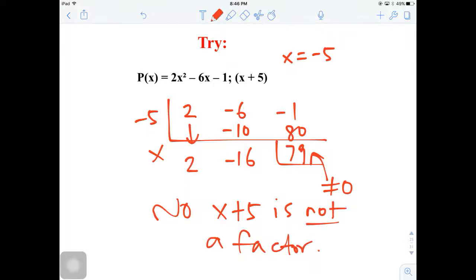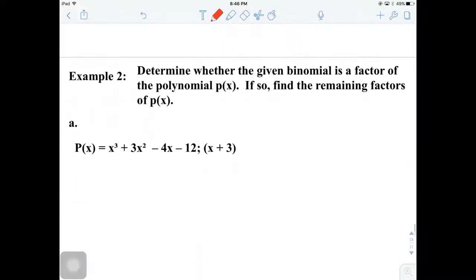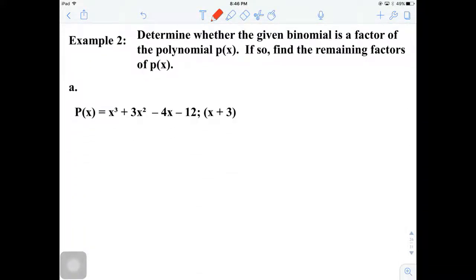Okay, so now you've taken a look at a yes and a no answer, so you know the difference between the two. Let's go ahead and look at example 2. Determine whether the given binomial is a factor. That's exactly what we just did. And if the answer is yes, find the remaining factors. That means we need to keep going until we find all of the factors. So we're not only going to do what we did in the previous problem, but we're going to do more.